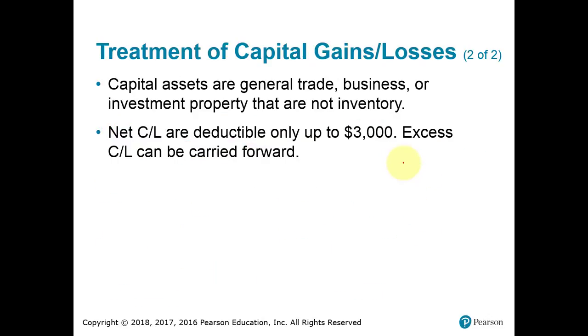If you have losses after netting out all of these gains and losses, and the net loss is a capital loss, up to 3,000 of the loss can be used to offset ordinary income, and any excess can be carried forward to future years to first offset capital gains. And if you still have excess capital losses, again another 3,000 to offset ordinary income.